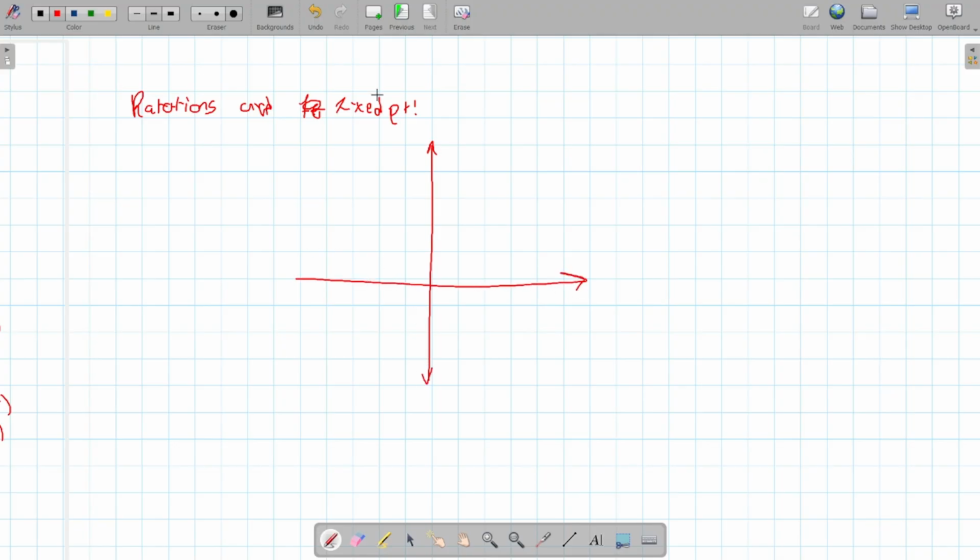Let's say I want, oh, that's a bad line. Okay, I have this point over here, 4, 2, and I want to rotate it around this point, 1, 1.